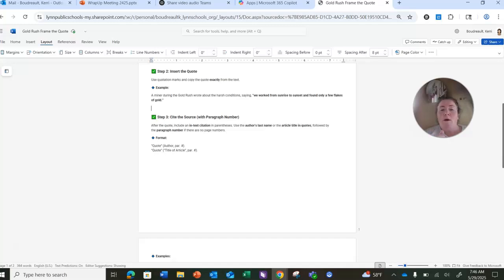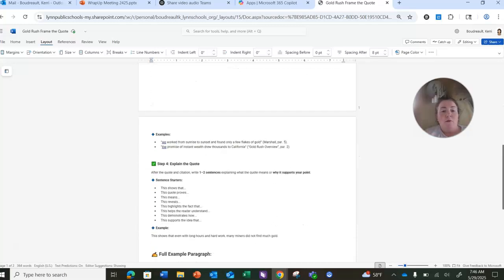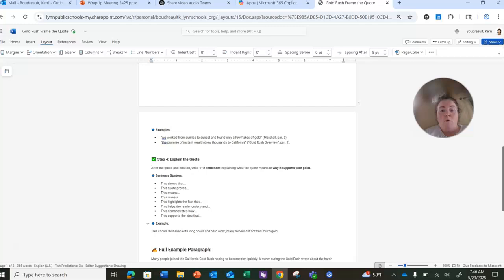If there's no author, then you put the title in quotation marks of the article. So here, right, see that quote right there? The author was Marshall. It's in paragraph 5. Anyone who wants to check my work can find it quickly, because that Marshall source will be in my works cited page. This one didn't have an author. It was called Gold Rush Overview, and it's in paragraph 2. That has to appear after every quote or paraphrase.